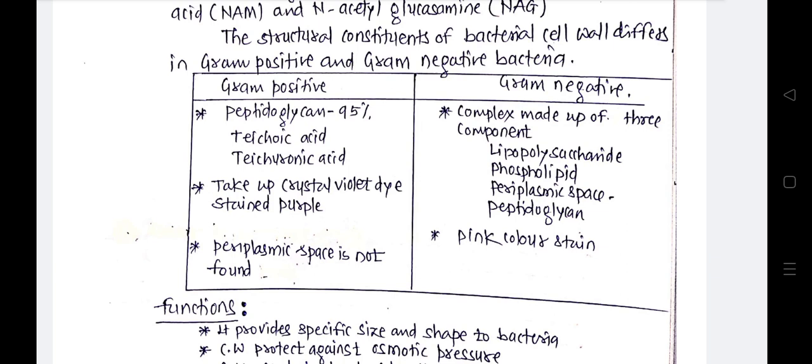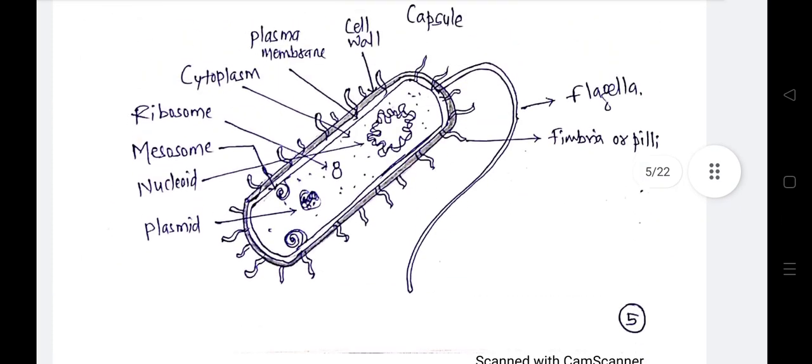In a gram positive bacteria, we cannot find the periplasmic space. The periplasmic space is present in the gram negative bacteria. So peptidoglycan is more in a gram positive, very less in the gram negative bacteria. Crystal violet staining is there in the gram positive. The crystal violet staining is not there in the gram negative. Periplasmic space is not in positive bacteria. Periplasmic space is present in the negative bacteria. So this is the difference between the gram positive bacteria and gram negative bacteria. So come back to the figure.